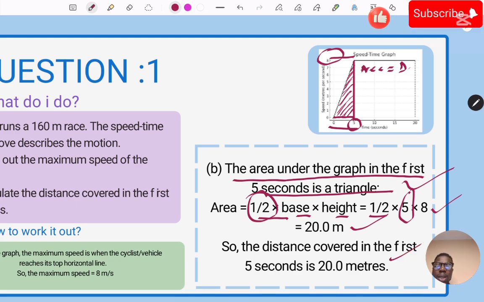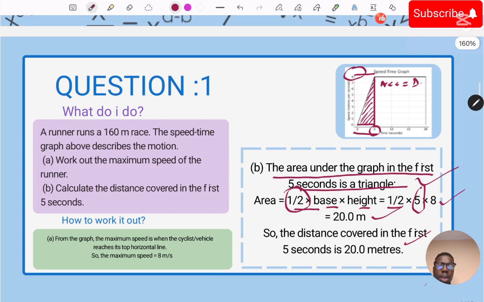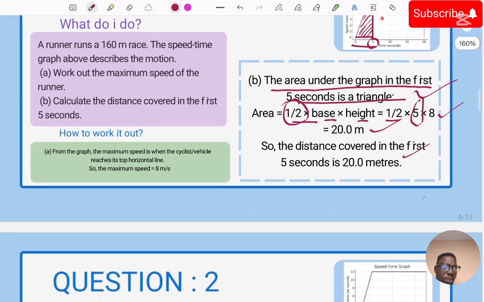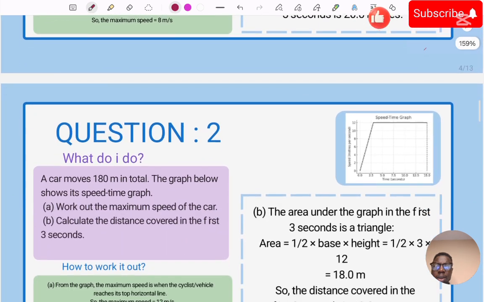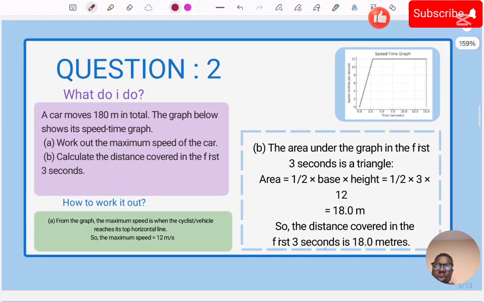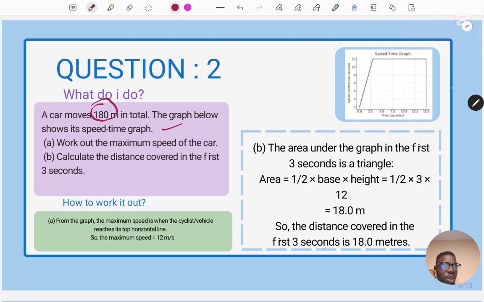So let's go to the next question. The next question is something very easy. That's number 2. Question number 2 says a car moves 180 meters in total. The graph below shows its speed time graph. Okay, so this is the graph again. Work out the maximum speed of the car.